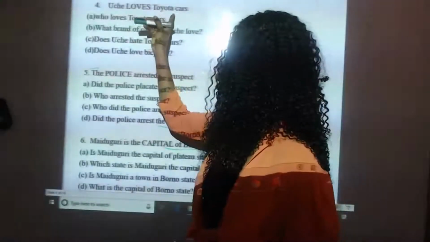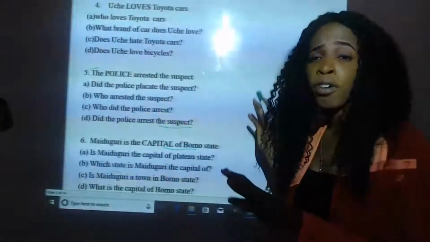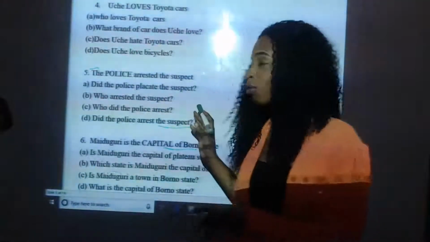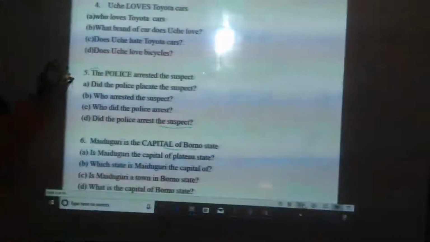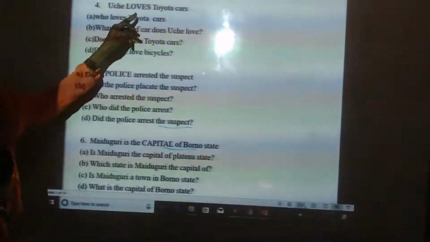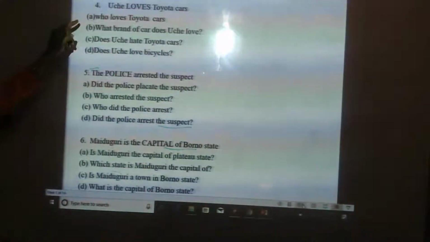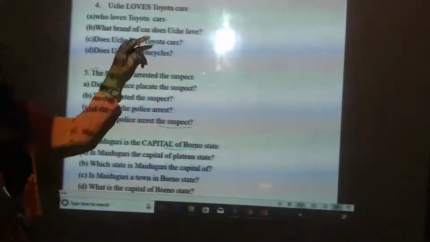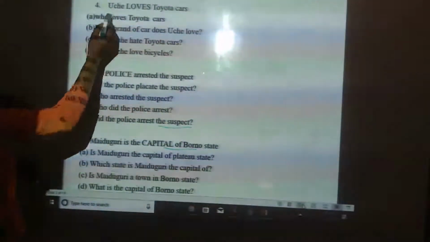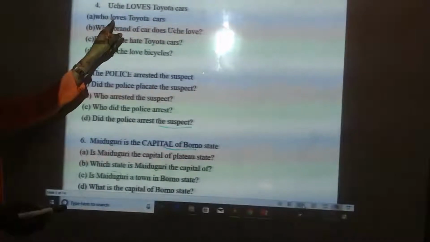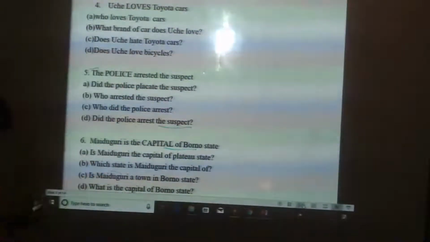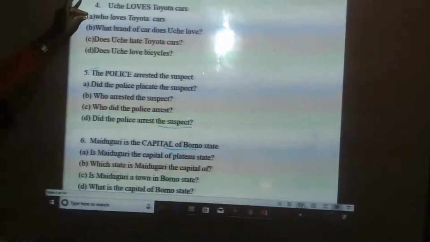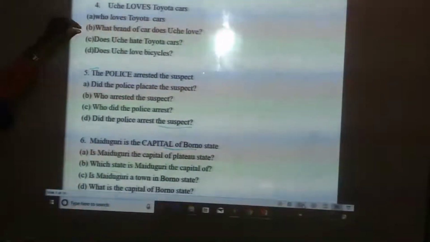Next, we have number 4. Uche loves Toyota cars. These questions are from JAMB past questions, so you can see that it comes out all the time. You can never not see it in your exam. It's always there. Number 4, Uche loves Toyota cars. A, who loves Toyota cars? The emphasis is not on Uche. If not, this would have been the answer. Rather, the emphasis is on what? Loves. So A is not the answer because there's still love appearing there.